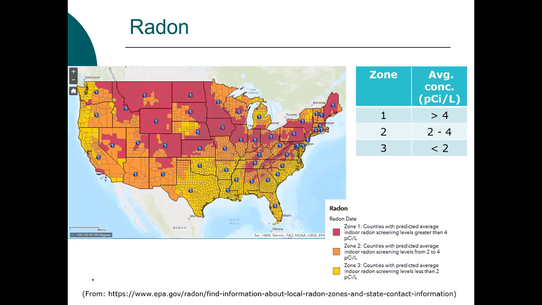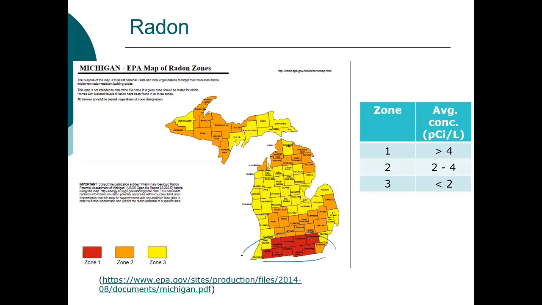If we look at Michigan, you can see all of the southernmost counties in Michigan are red. So these are areas where typical concentrations in indoor air will be greater than 4 picocuries. So you really want to make sure if you're buying a house in these regions, in these counties, have radon testing done. If you're buying a house in any of the orange areas, I'd also recommend it.